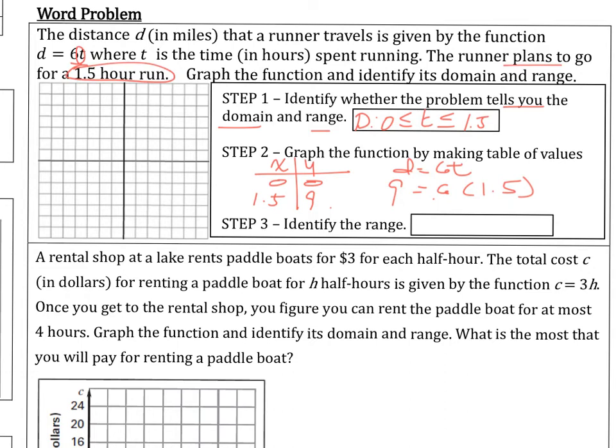I'm going to set my intervals. For the x-axis, t, I'm going to use 1. And for the y-axis, d, for distance, I'm going to use 3. So 3, 6, 9. I'm going to graph 0, 0. It's about here. And then I can connect the dots. So here I can see my range is 0 inclusive and 9.